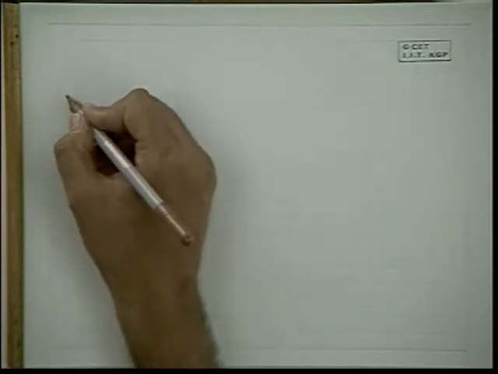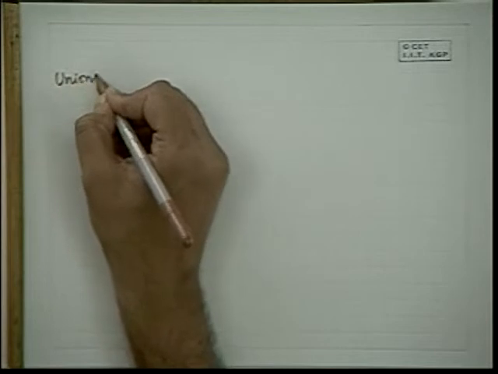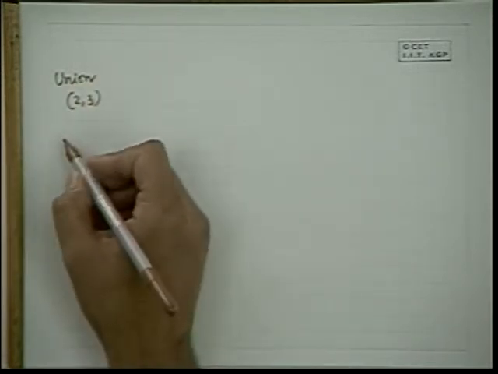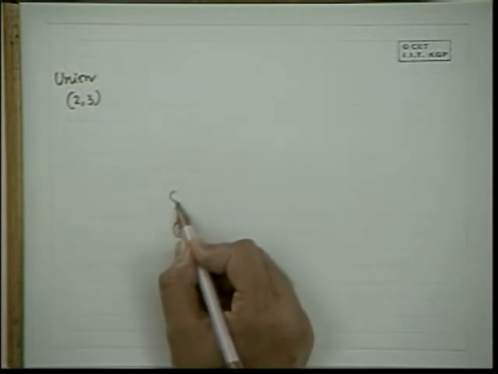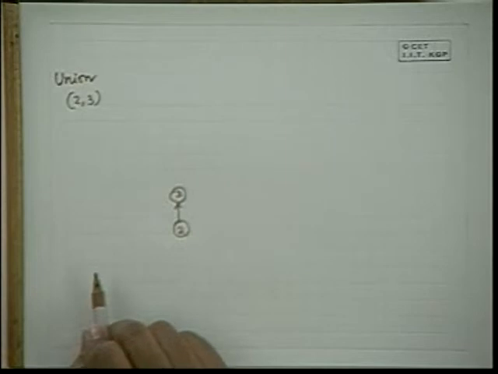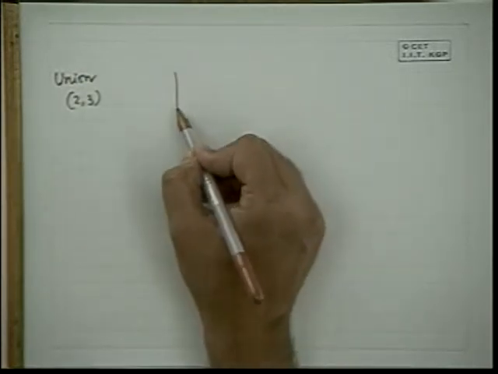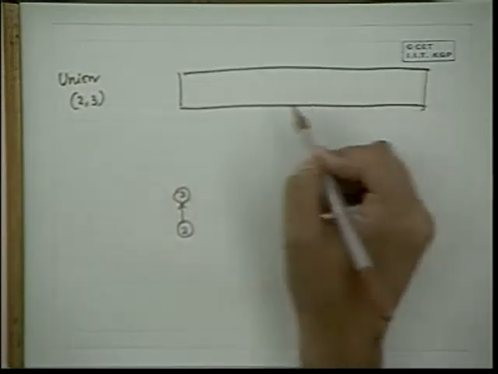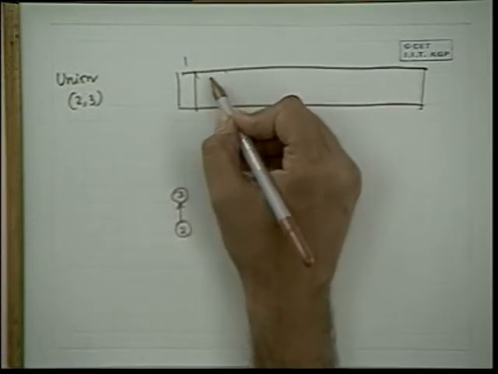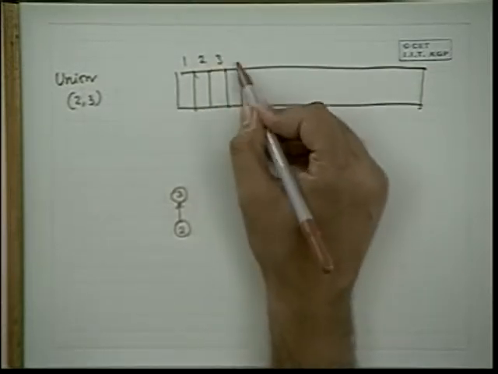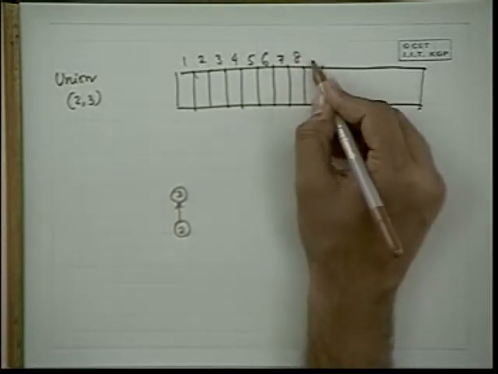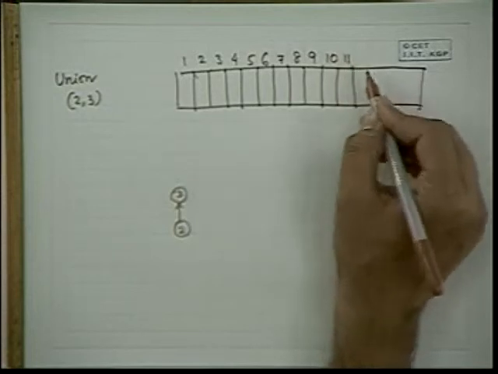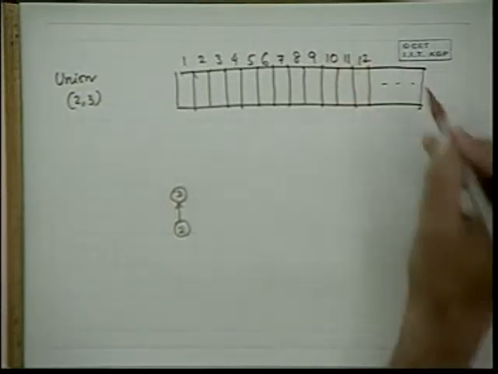So before I do this, let me take an example again. So the example is this. Suppose we have these union operations. So union 2 3. When I say union 2 3, suppose 2 is here and 3 was here. So basically 2 will link to 3. Now in the array representation, what will happen is this. Suppose this is 1, 2, 3, 4, 5, 6, 7, 8, 9, 10, 11, 12. Suppose this is the array.